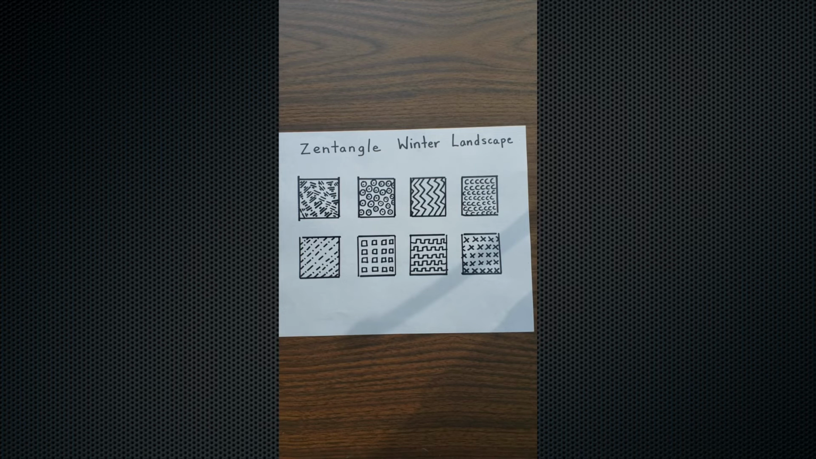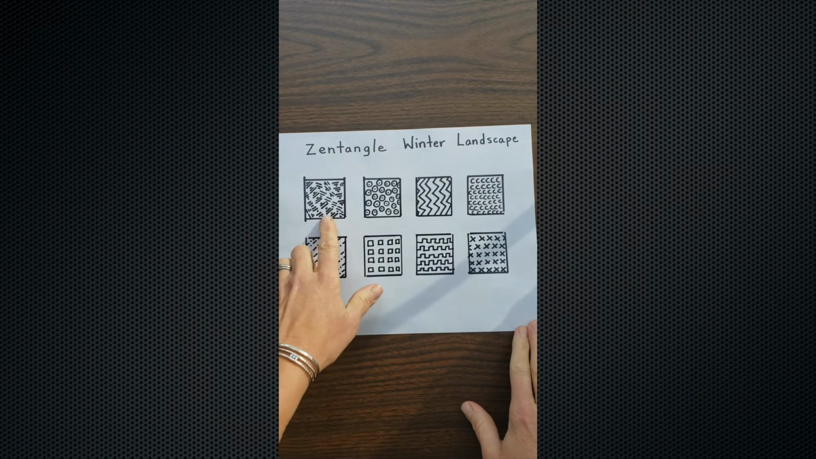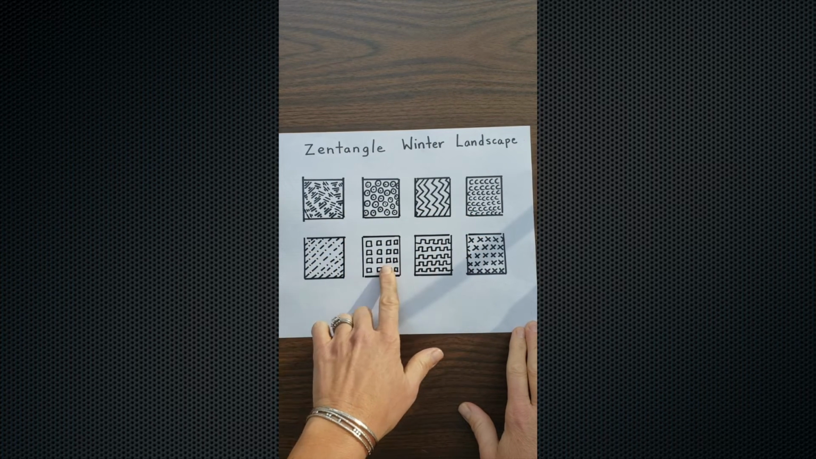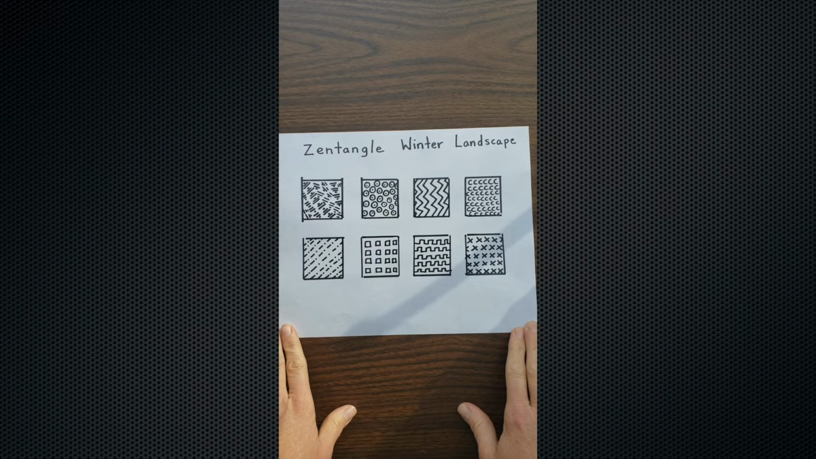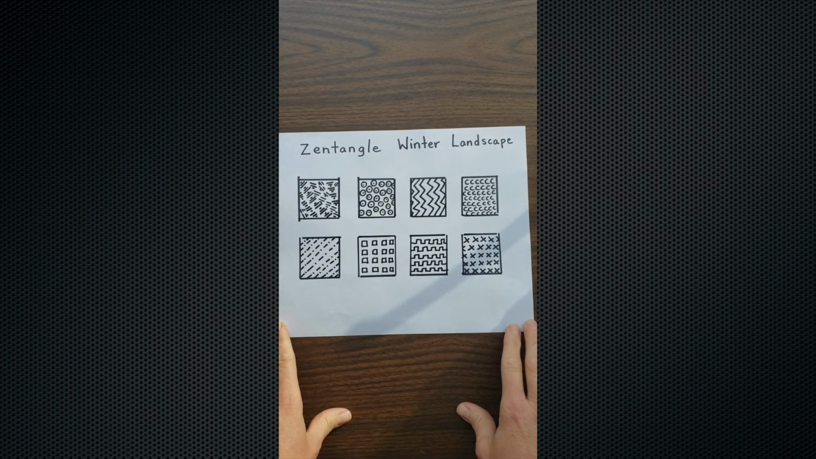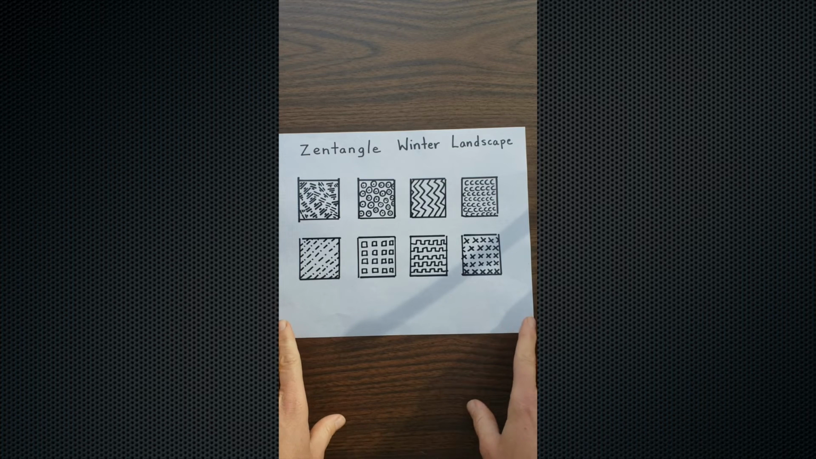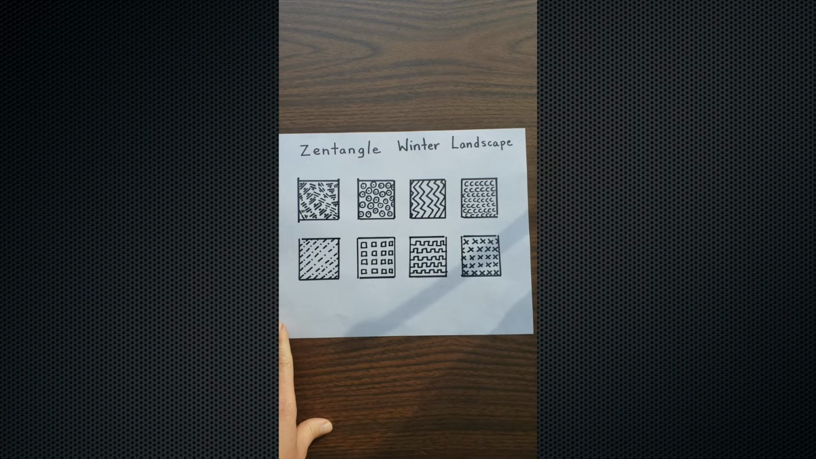Hi guys, today we're going to be making a Zentangle winter landscape. Zentangle is when you just create different kinds of patterns using line in different ways. Here are some examples, but you can do so many more. These are just some examples of Zentangle patterns.